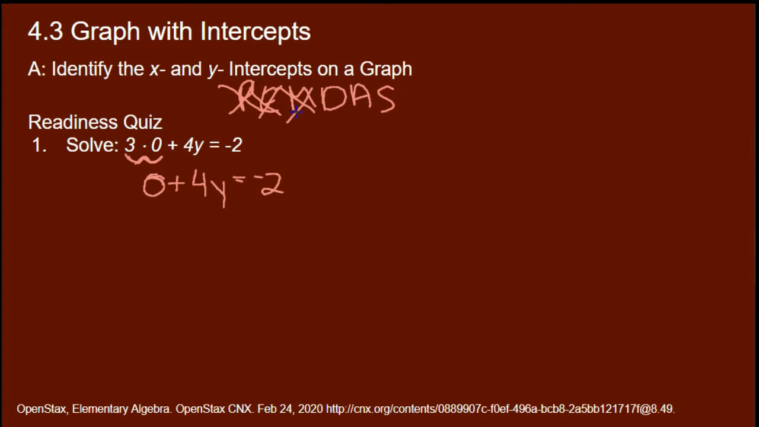Okay, so we dealt with all the multiplication. There's no division. Addition, 0 plus 4y is equal to 4y is equal to -2. And so we've simplified this, and there's no subtraction. We've simplified this all the way down on this side, but now we need to get y by itself. So we're going to divide both sides by 4, and we get y is equal to -1/2.